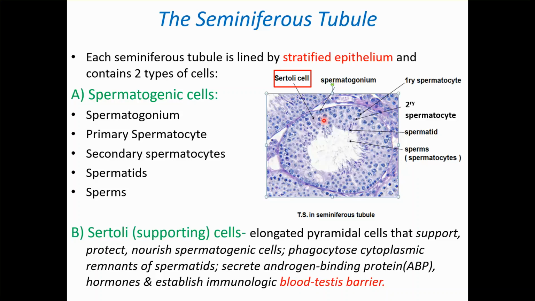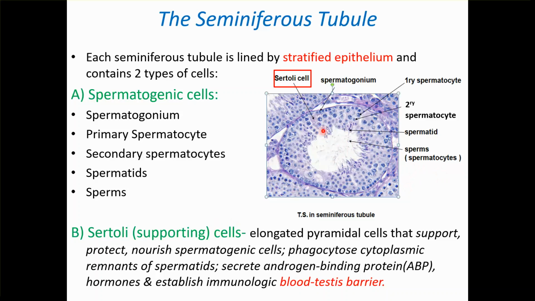Then the next will be the primary spermatocyte, which is very large in size when compared to all the other cells over here. Then you have the secondary spermatocyte. So you have to go in order, from the base towards the lumen. Then you have the spermatid, and then towards the lumen you can see the tail of the sperm. All these are the tails of the sperm towards the lumen.